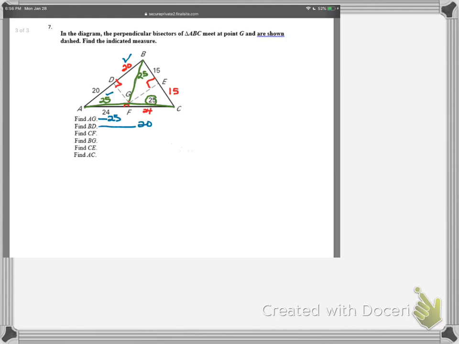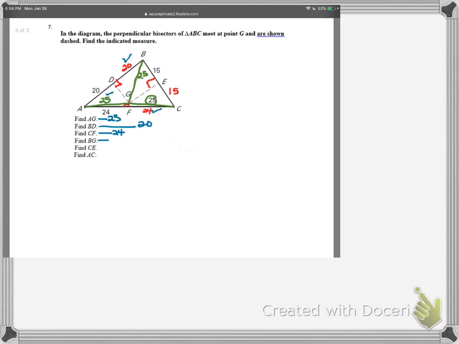Okay, CF. CF is the segment that's been bisected. Because it's been bisected, AF equals FC, and therefore FC will be 24. Let me erase that last one. 24, and I'm going to check that off. Okay, BG. BG goes from a vertex to the point where the bisectors intersect, which is called the circumcenter, by the way, and that's going to be 25.